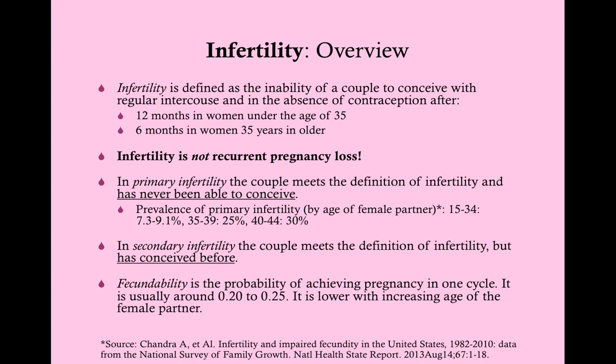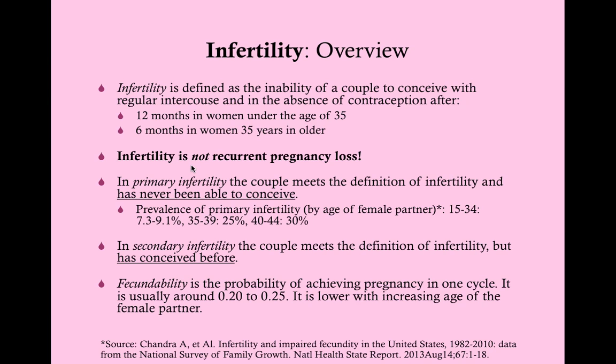So infertility is defined as the inability of a couple to conceive with regular intercourse in the absence of contraception. And the time that they have to be trying to conceive is going to vary depending on the woman's age. So it's got to be 12 months or longer in women under the age of 35, but we cut it off a little bit sooner in women over 35. I'm not exactly sure why we do that, but that is part of the definition. So 12 months or longer for women under 35, 6 months in women 35 years or older.